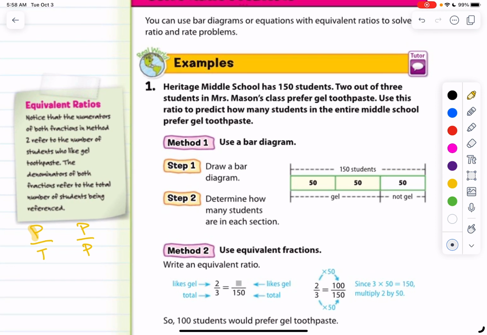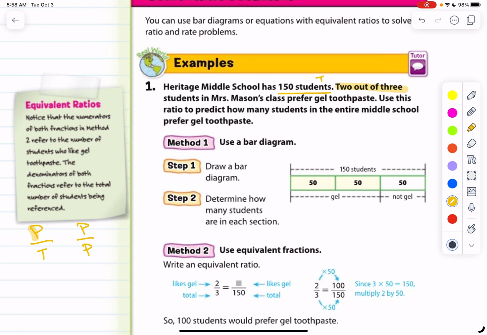Heritage Middle School has 150 students. That's the total, right? 2 out of 3 students in Mrs. Mason's class prefer gel toothpaste. Use this ratio to predict how many students in the entire middle school prefer gel toothpaste.